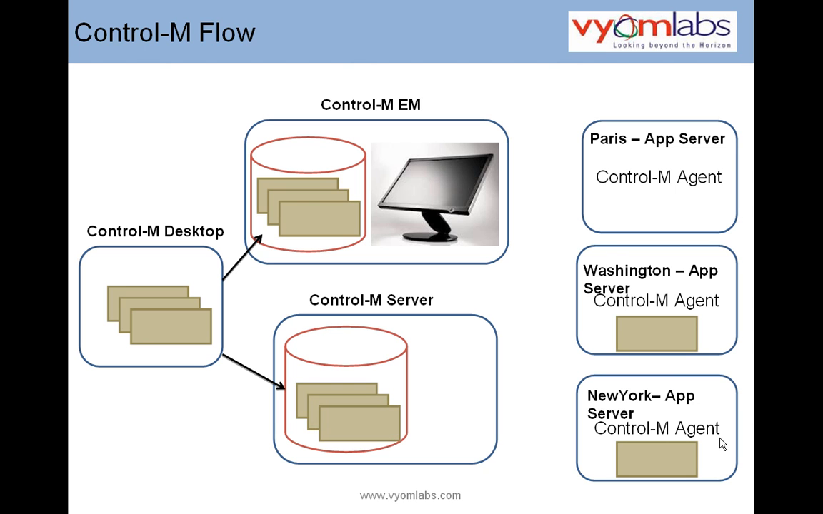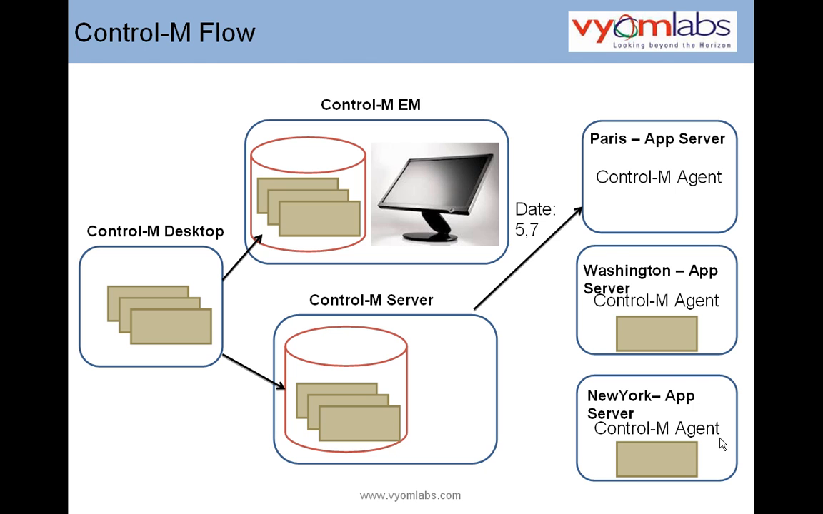The Control-M server, on receiving this information, identifies the jobs that are scheduled for a specific day. Here we have taken an example of application servers deployed at different locations: Paris, Washington, and New York. This can be an example where jobs are to be executed on a specific date, on a specific day. Depending on the schedule received, the Control-M server passes the information to the Control-M agent for job execution. Here in an example, jobs are to be scheduled on the 5th and 7th of every month.